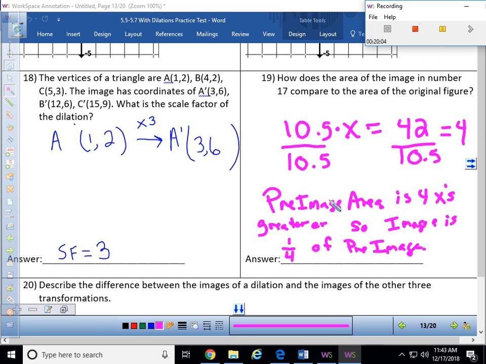Alright, so here's how I look at it. I said, well, when I do this math right here, I see that the preimage is 4 times larger than its image, which means that the area of the image is smaller, so it's 1/4 the preimage. So this would be the answer to the question. It's 1/4 of the preimage, or 0.25. You can think of it that way.